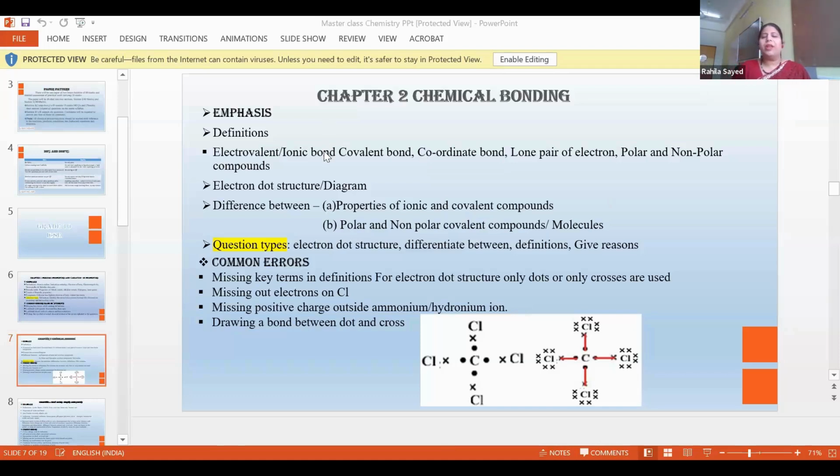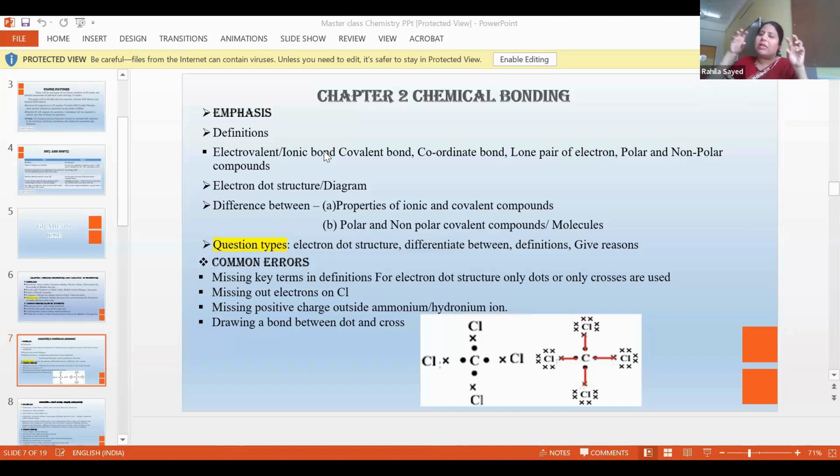Okay. So now the common errors that children make while writing this: missing the key terms and definitions. For electron dot structures, only dots or only crosses are used. If they have asked you to draw the structure of calcium oxide, for example, what you tend to do is use dots for calcium and dots for oxygen also. Avoid doing that. If I have calcium and oxygen, make sure if one is shown with dots, the other has to be shown with crosses.